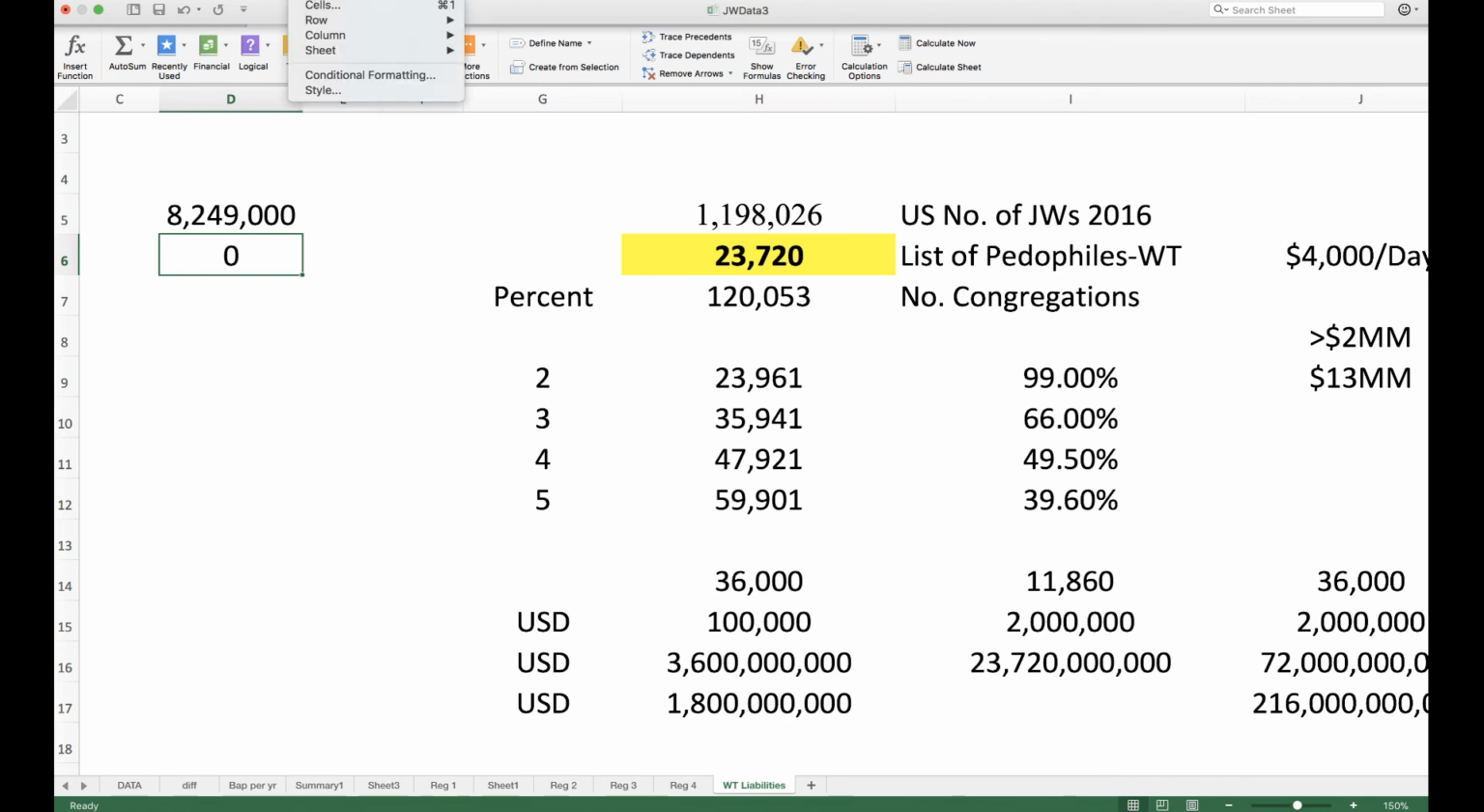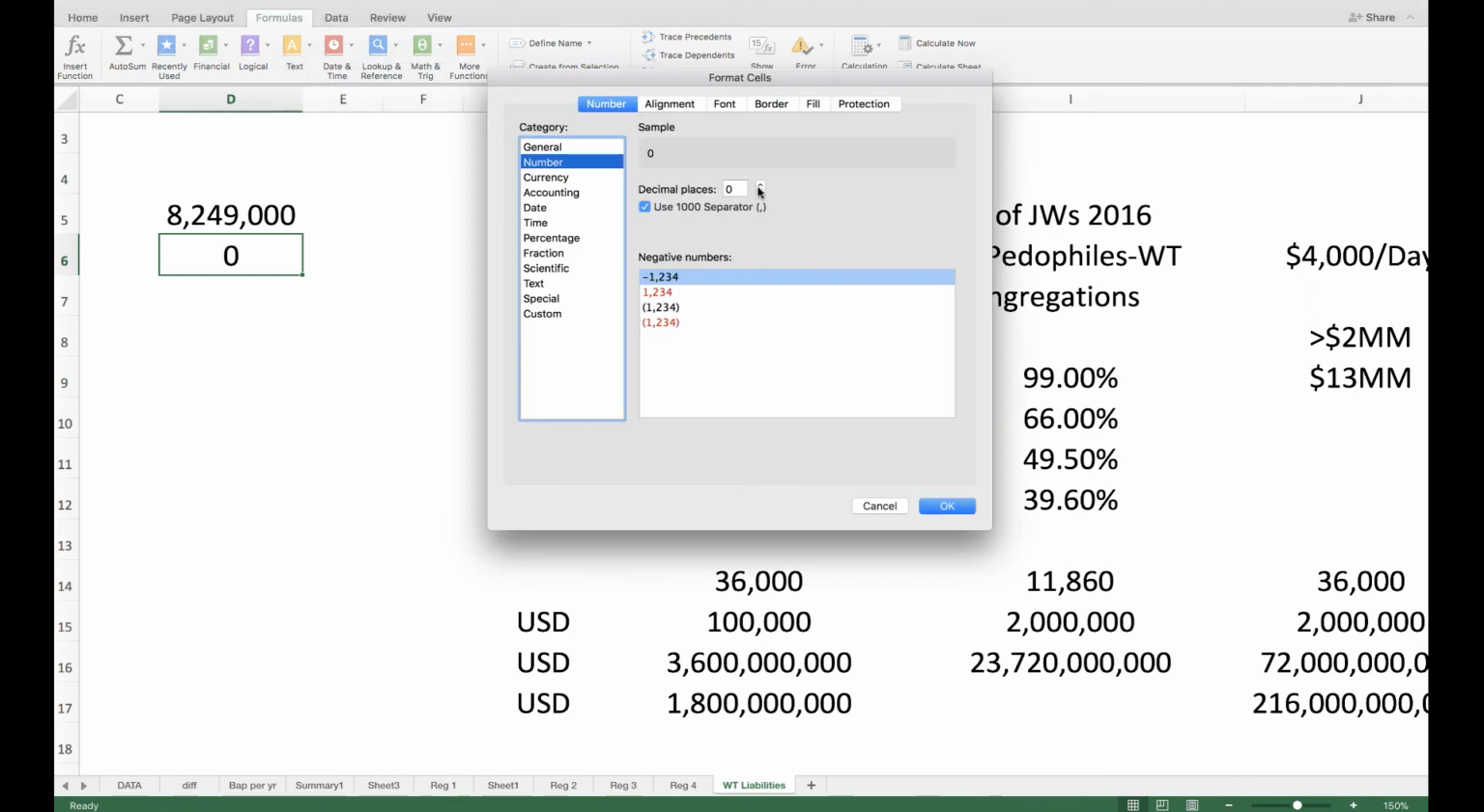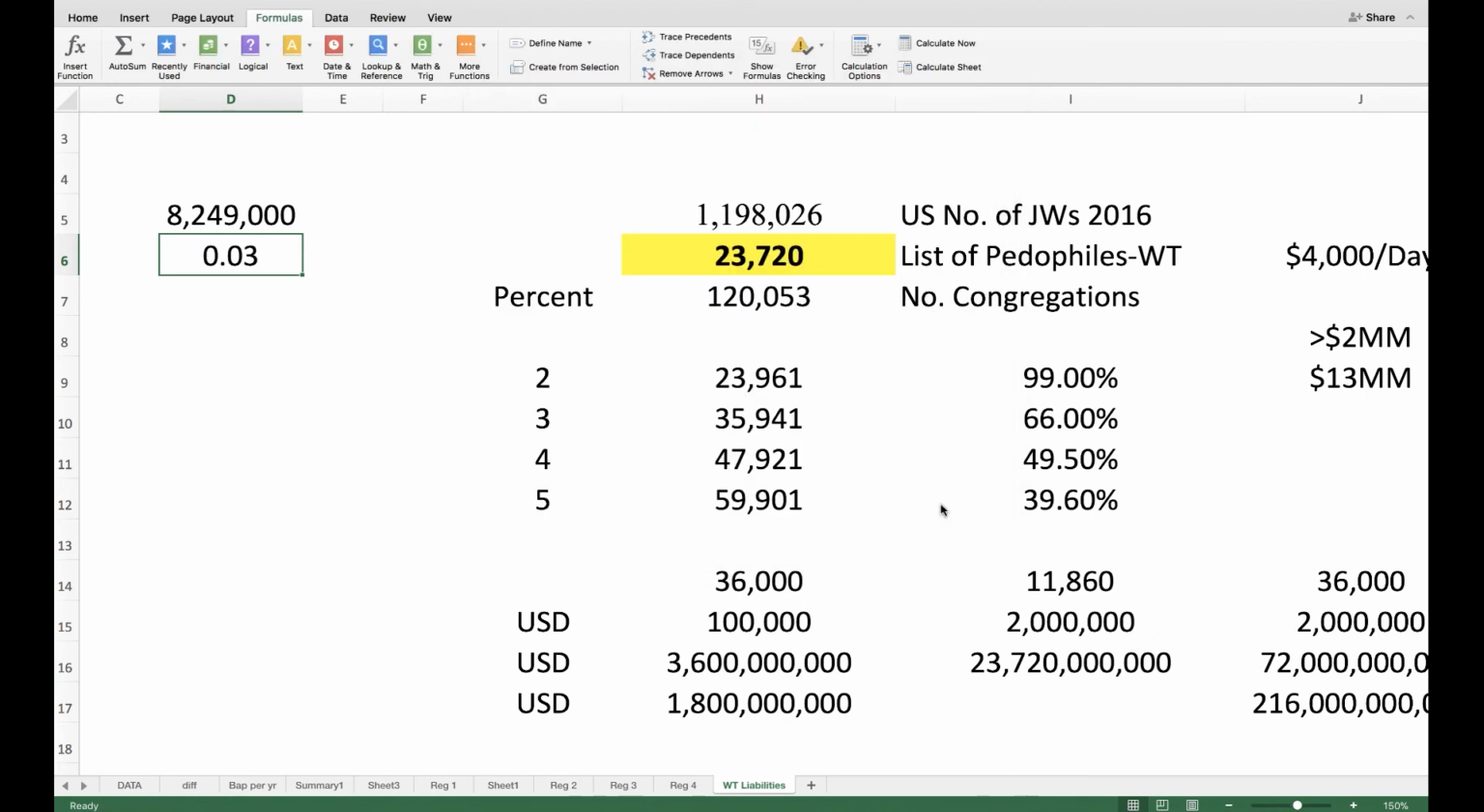I'm going to fix this so that we can see the... There we go. 3%. Okay, that means globally, in the middle. Now, again, it could be between 1 and 5%. I'm taking the middle. 3% is equal to this times this. That's 247,000 pedophiles around the world, globally. 247, or you could round it up to 250. That's 250,000 pedophiles in the Watchtower Society.